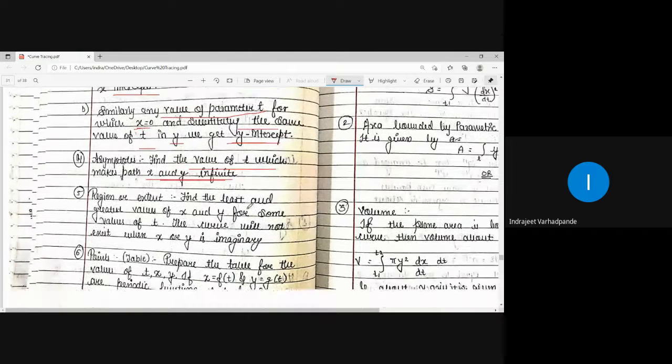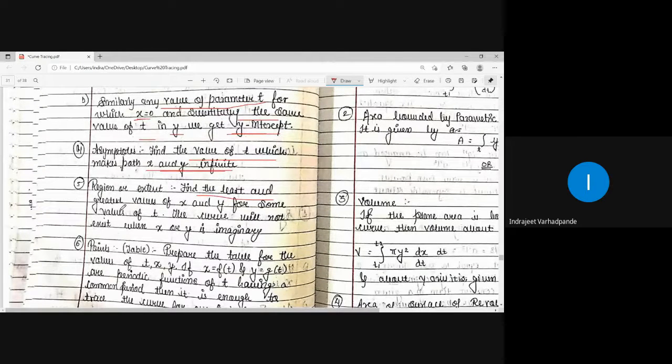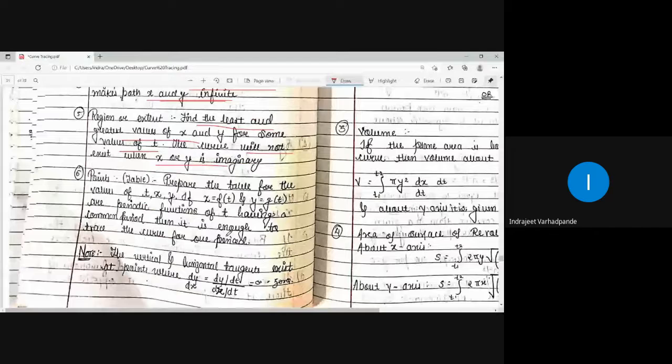Region or extent: find the least and greatest values of x and y for some values of t. The curve will not exist when x or y is imaginary. So we are interested in finding the least and greatest values of x and y for some values of t, and the curve will not exist when x and y are imaginary. Right? That is what we are all aware of.